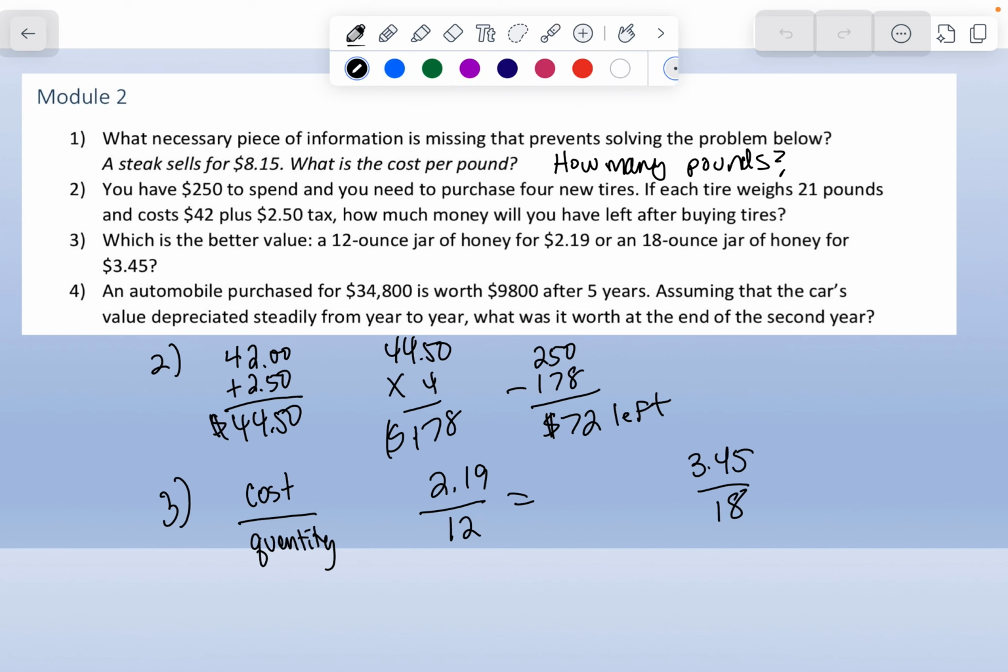So if we do 2.19 divided by 12, that is the price per ounce, because this is price and this is ounces. I'm going to write the whole decimal because we want to compare the other side. And I don't know how many decimal places that one will take me. I don't know what the value is, okay? So the other one would be 3.45 divided by 18, because that was the 18-ounce package. So that's 0.19166.